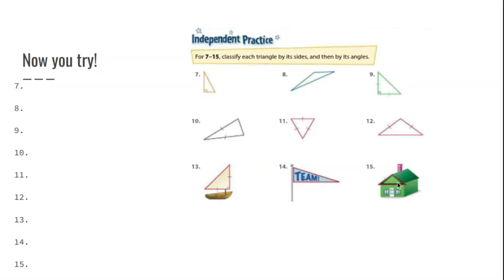This flag and then this shape of the roof. What type of triangle is that? So you're either going to write right triangle, obtuse triangle, or acute triangle.